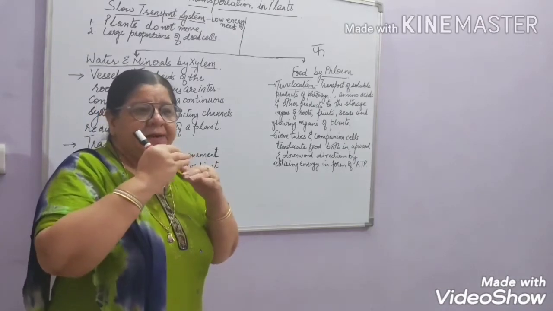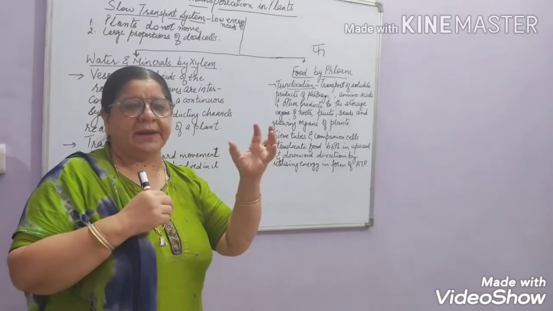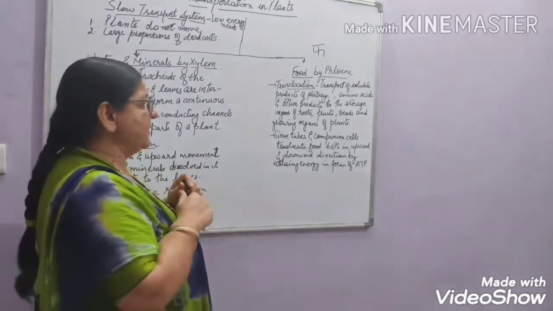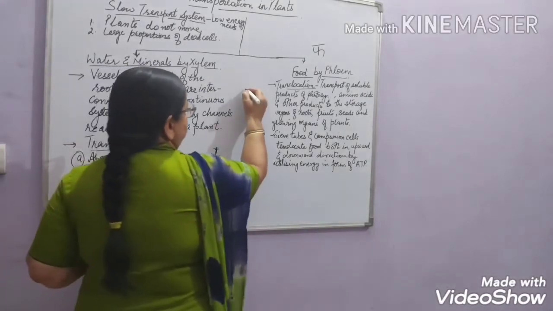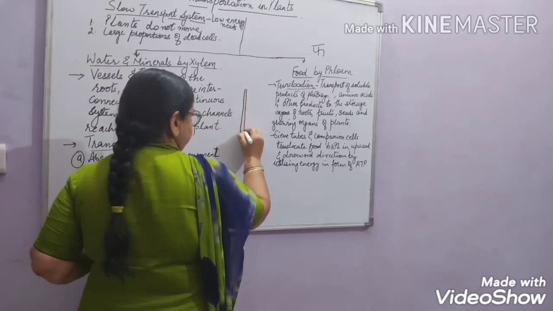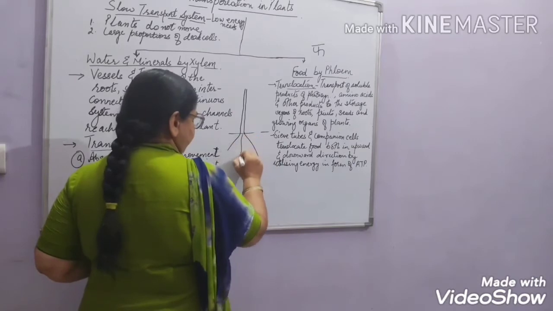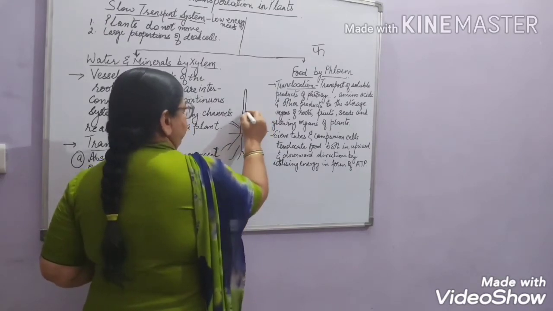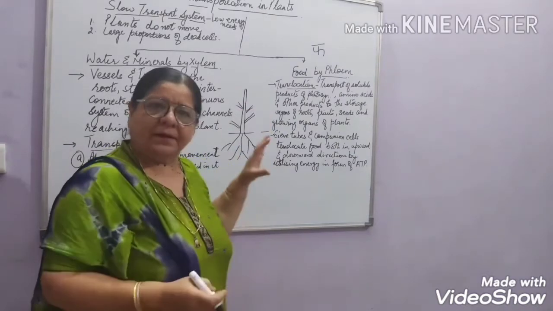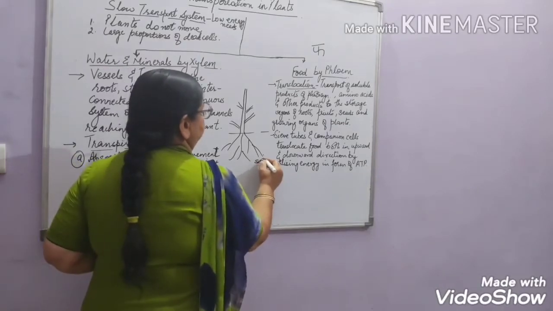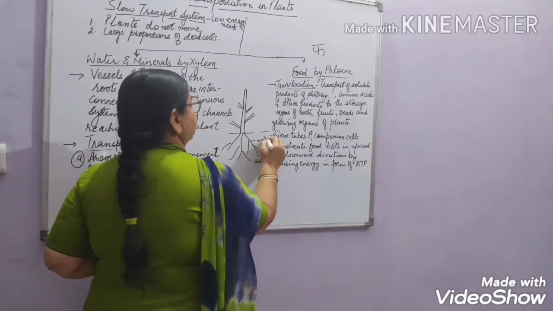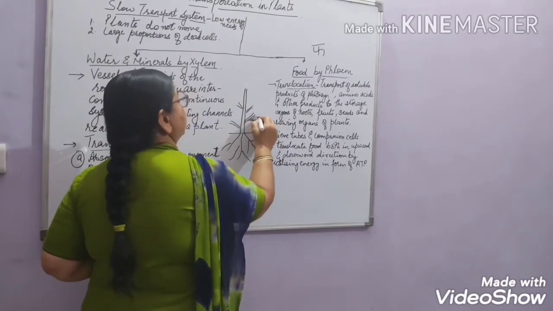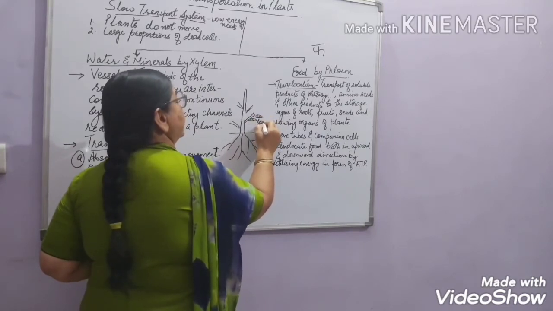Now, there is a difference in how the water and minerals are carried in short plants and tall plants. The requirement is also very much different. In short plants, suppose this is a plant, and these are the roots under the soil, and the branches coming out from here. Now, if it is a small plant, what will happen? This is the soil here, then roots, and in the soil, water is also present, and the leaves are coming out from the branches here. Right, these are the leaves.